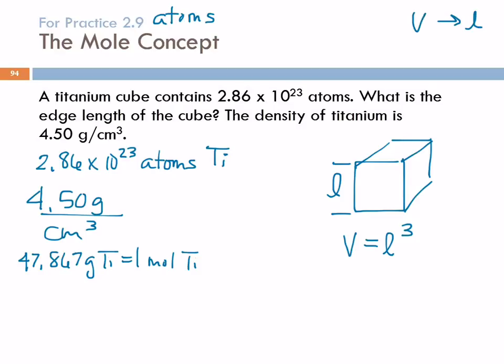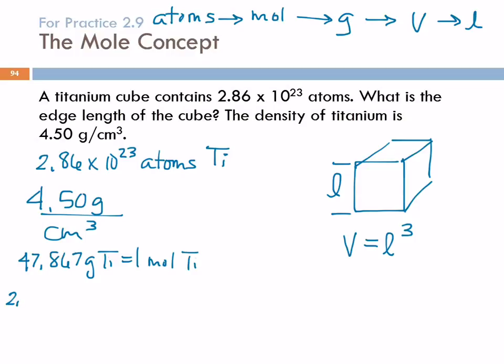If I have the volume of the cube, I could get to the length. That's what we talked about. If I had the mass in grams, I could get to the volume because I have the density. I need to get from atoms to mass. What's the stepping stone in between? Moles. So I'm going to go atoms to moles, to grams, to volume, cubic centimeters, and then I can use the equation for volume and solve that.